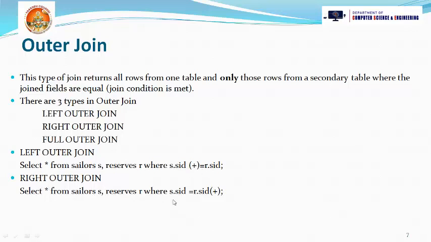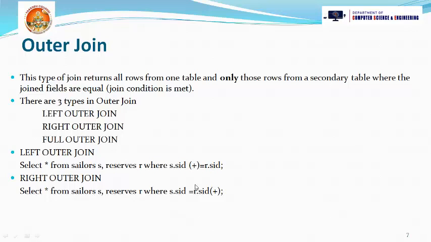Right outer join means we will get all the tuples from the right relation. That means from the reserves relation we will get all the tuples, matching or unmatching rows. But from the left relation, that is the sailors relation, we will get only the records satisfying the given condition. In case of the full join, we will get all the tuples from the left and right relations. So this is one example representing outer joins.